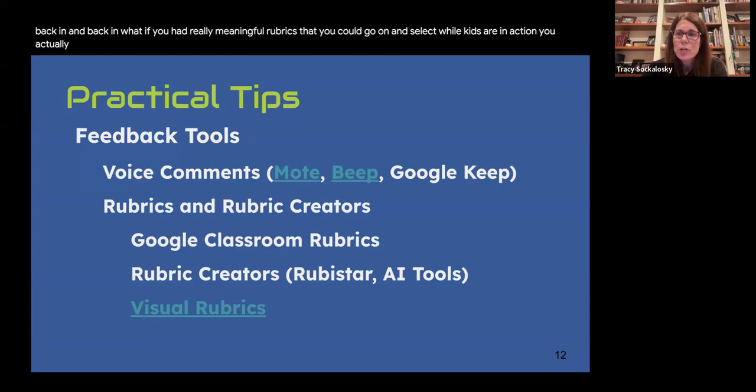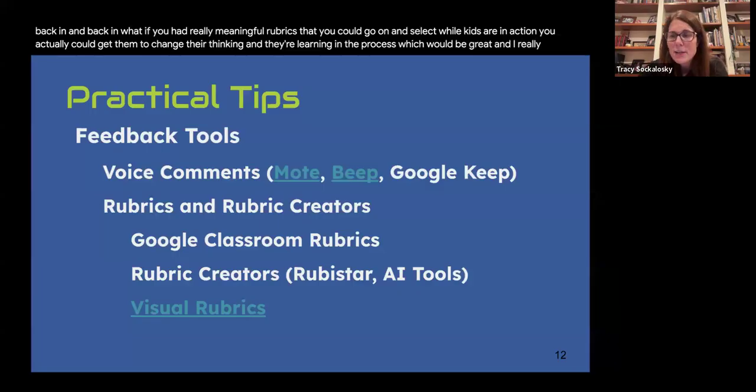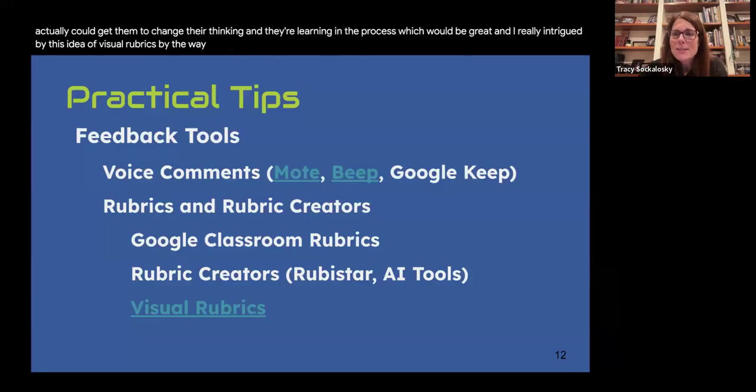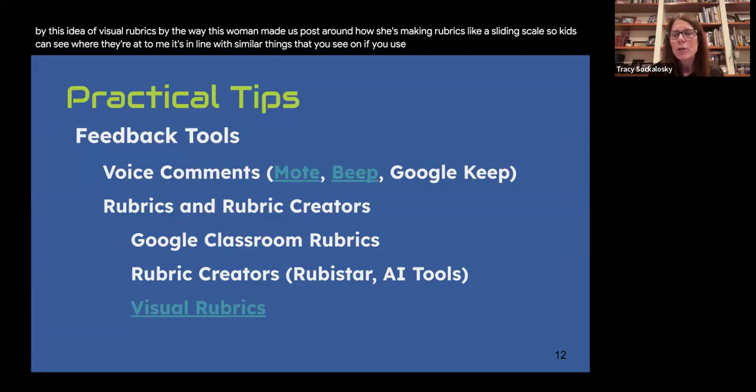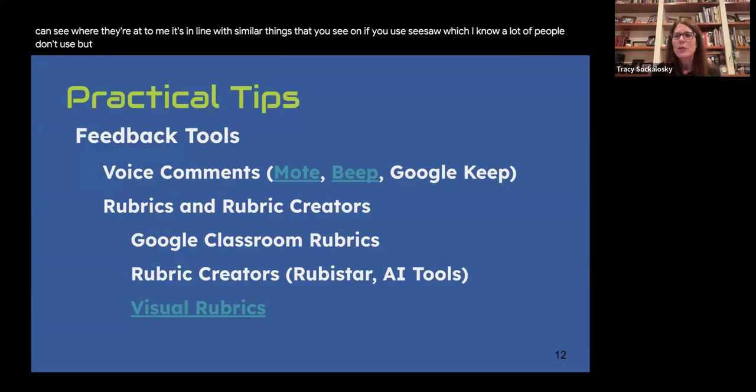You actually could get them to change their thinking and their learning in the process, which would be great. And I'm really intrigued by this idea of visual rubrics, by the way. This woman made this post around how she's making rubrics like a sliding scale so kids can see where they're at. To me, it's in line with similar things that you see on Seesaw, which I know a lot of people don't use, but Seesaw does this great job of, as you give kids different feedback on different things, it tells you where you're at in your learning.